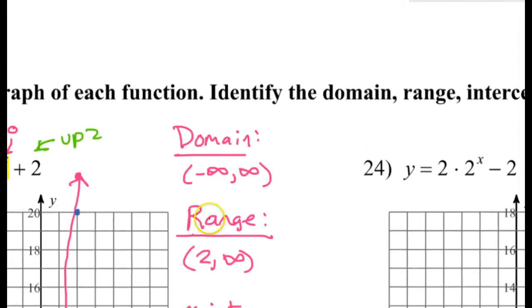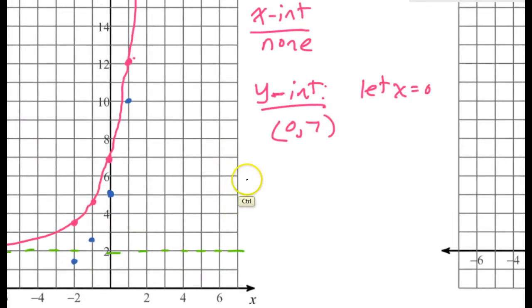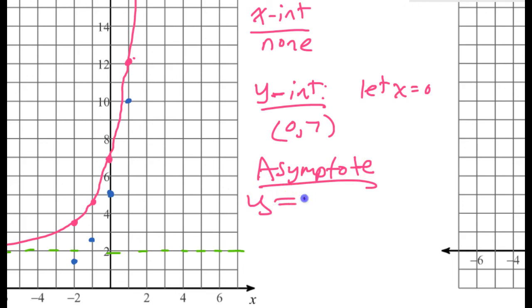All right, is that all we were asked for? And then the asymptote, but that should be y equals 2. Yes, asymptote. Okay, it's just going to be y equals 2.